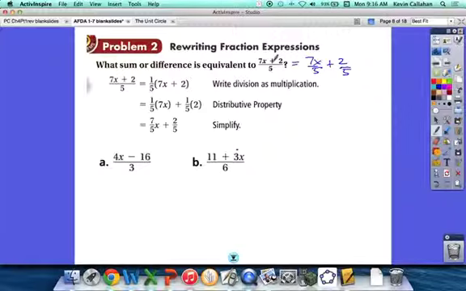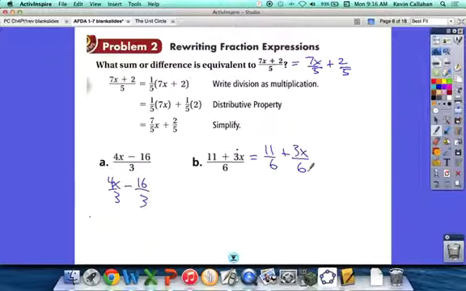What would the two fractions be here? 4x over 3 minus 16 over 3. Okay, how about this one? 11 over 6, yeah, plus 3x over 6.